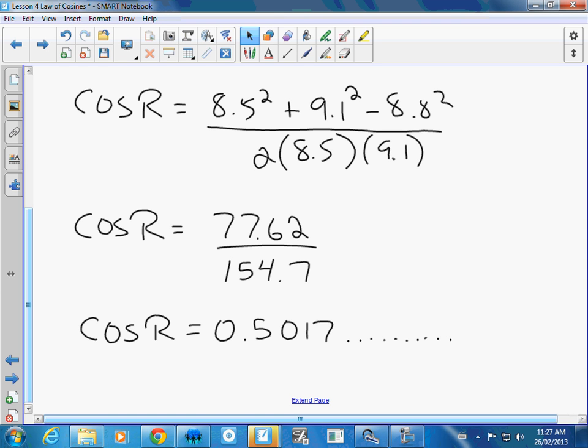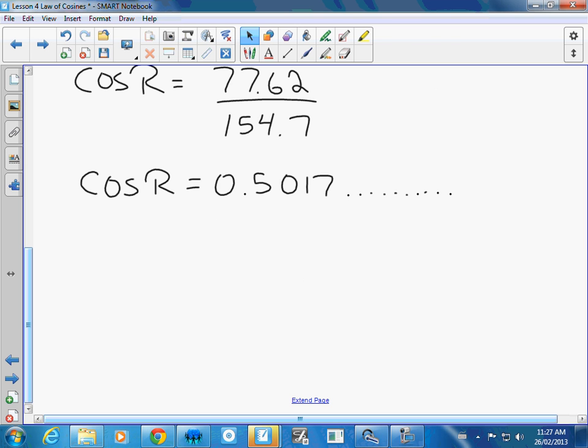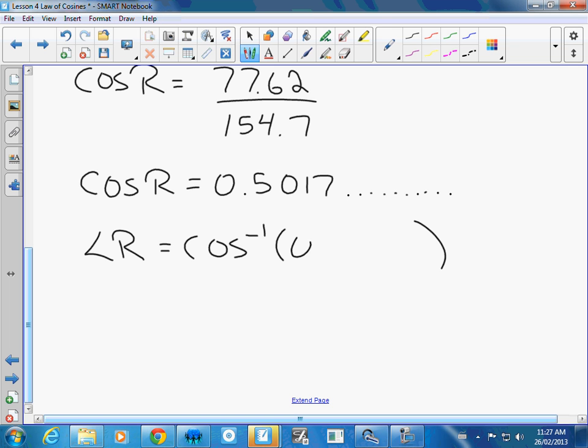So in this case, now careful. I see this one too. People are so used to using the sine law, they don't use the inverse cos, they use the inverse sine. I see it all the time. Again, make sure you're using the inverse cos. Okay, so if we want to find angle R, we want to take the inverse cos of whatever that number is, 0.5017, and we find out angle R is 69.9, which rounds to the nearest degree, 70 degrees.